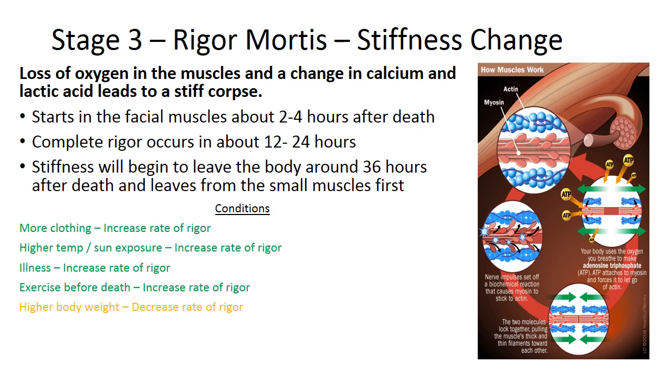If there's more clothes, higher temperature, illness, or exercise, these can all increase the rate that rigor mortis sets in. So exercise, if you've ever exercised to the point that you start cramping, that's due to a buildup of lactic acid. If you have more lactic acid because you're exercising, that's going to make rigor mortis set in sooner. Higher body weights are going to decrease the rate of rigor.